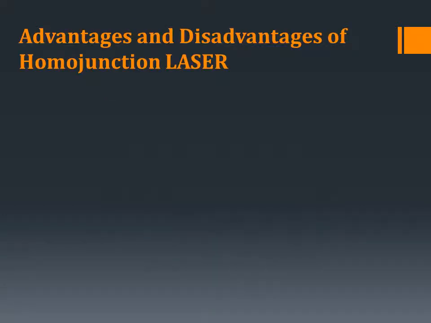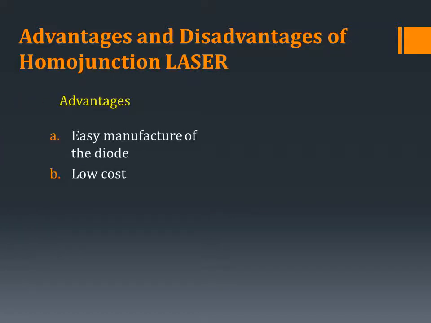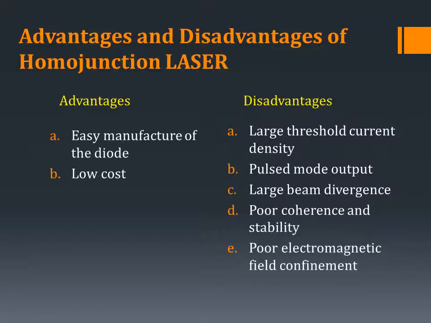The advantages and disadvantages of a homojunction laser are: first, the advantages. It is easy to manufacture this diode and thereby it is less in cost. The disadvantages are: it has a large threshold current density, the output is in the pulsed mode, divergence of the beam is large, it has poor coherence and stability, and therefore poor electromagnetic field confinement.